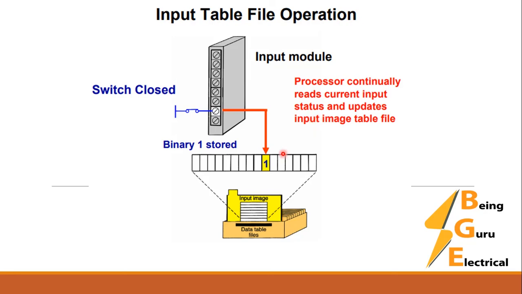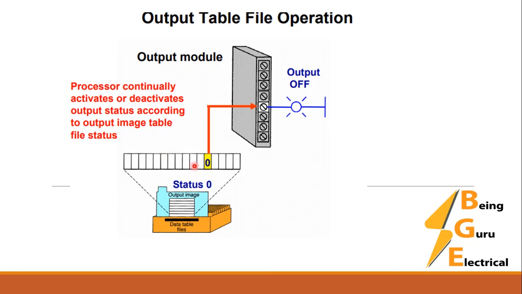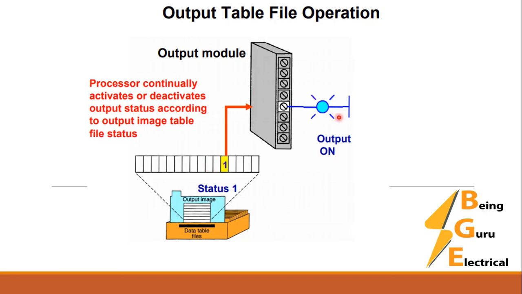Same for the output. We have an output module connected to a load, and this output is connected to this specific bit. This is 0, so the output is off. If this bit is changed to 1, the load will turn on. In this case also, the processor continuously activates or deactivates the output according to the output image table file status. This is the output image. So this is all about PLC architecture. In the next lecture we will study the PLC program cycle.